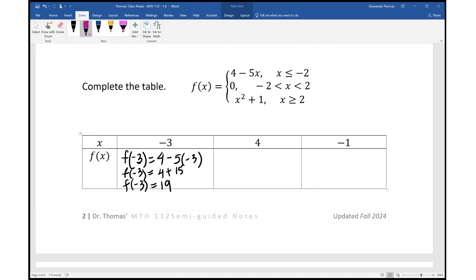Next, we have 4. Is 4 less than or equal to -2, between -2 and 2, or greater than or equal to 2? Since 4 is greater than 2, we're going to plug in our 4 to the third piece. 4 squared plus 1. F of 4 equals 16 plus 1. F of 4 equals 17.